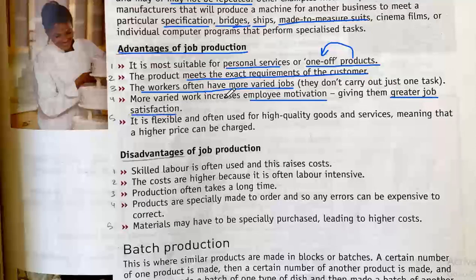So over here, when I give the worker different jobs, he's not gonna be bored. He's gonna be motivated to finish his work. And once I have a motivated employee, I will have a satisfied employee. It is flexible and often used for high quality goods and services, meaning that a higher price can be charged. Usually the products being produced in job production are expensive and have high quality.